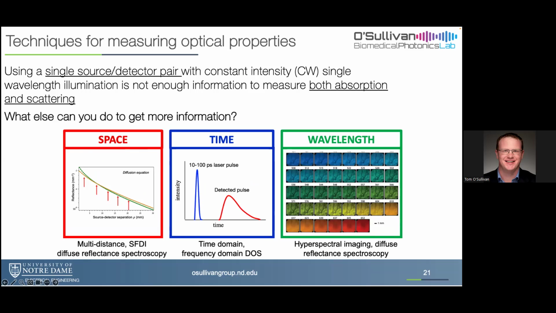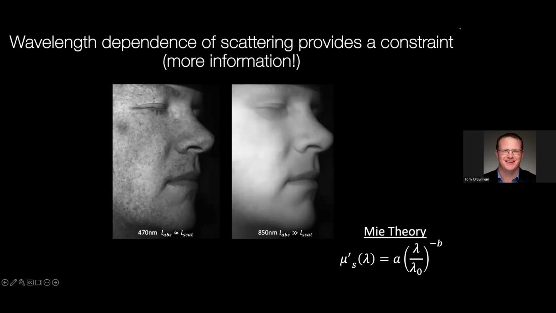So if you're doing diffuse reflectance spectroscopy or hyperspectral imaging, you're often using many wavelengths, using this spectral dependence in your models as a way of separating absorption and scattering. That's one way of doing a CW technique, but introducing more information in order to separate those effects.